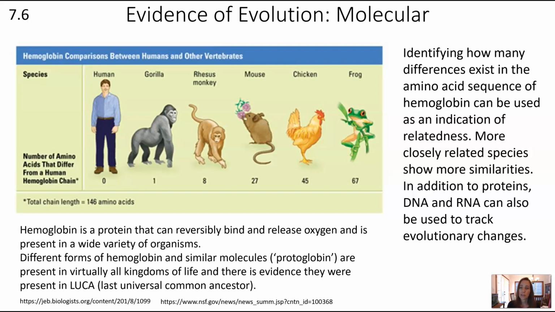This also allows us to see that more closely related species show more similarities. So that between human and gorilla, there's only one amino acid difference in a hemoglobin chain, whereas a human versus a frog has many more differences. In addition to proteins, you can also use other molecules to track these evolutionary changes, including DNA and RNA itself.